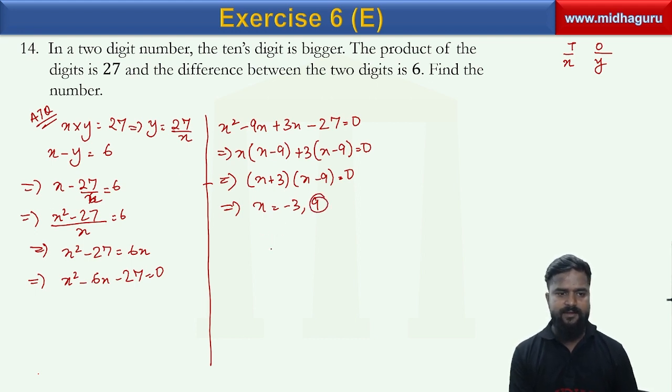Now it says that y is equal to 27 by x, which is 9, so we'll get 3. So the number will be 93. This will be the number that satisfies our given equation, the question. So let's move on to the next one.